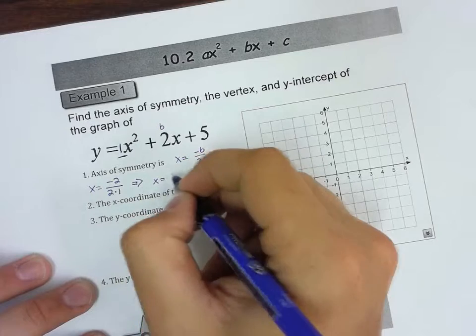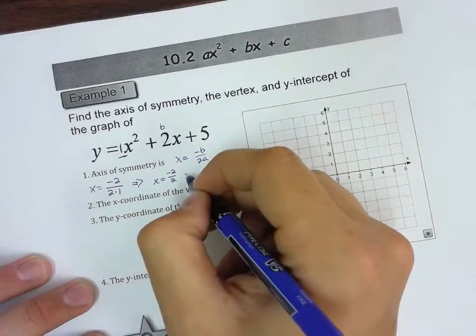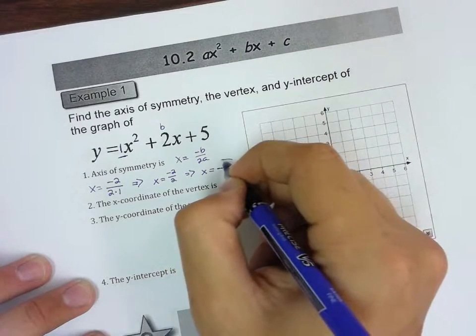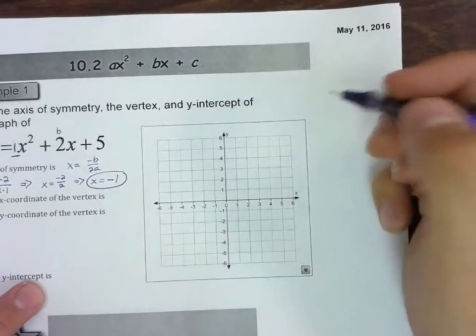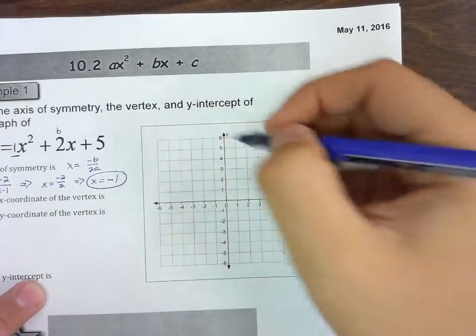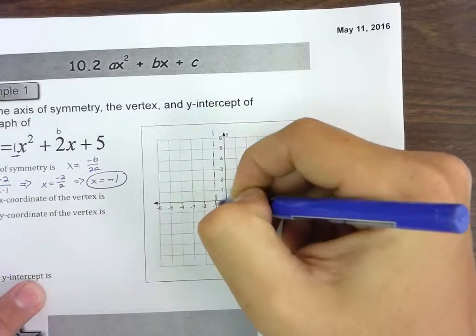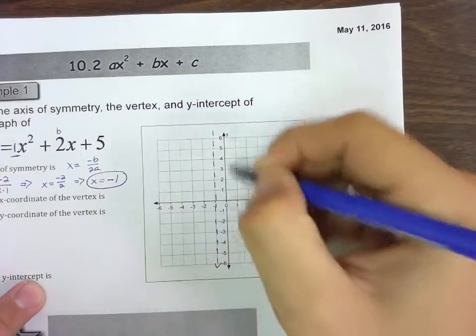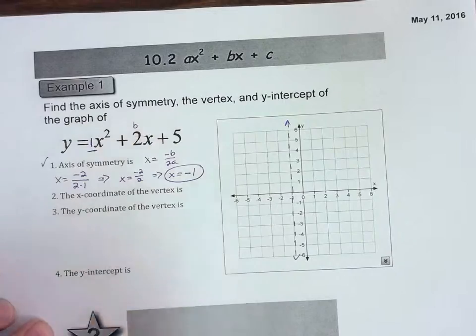So x equals negative 2 divided by 2, which means that x equals negative 1. That is the axis of symmetry. So if I wanted to come over here, that's a line. That's a vertical line right here at negative 1. Okay? So, that one's done.